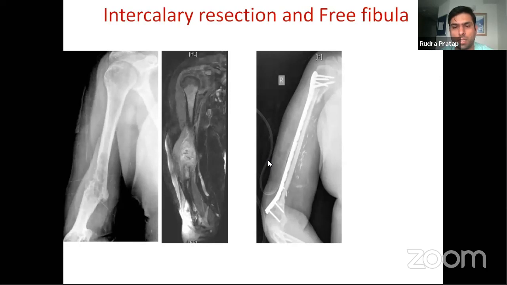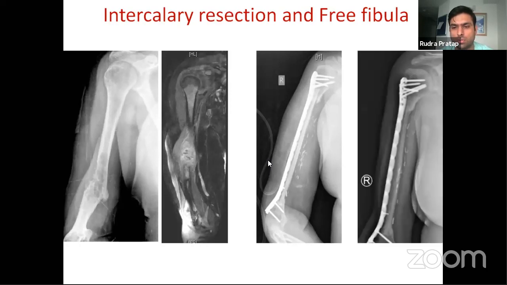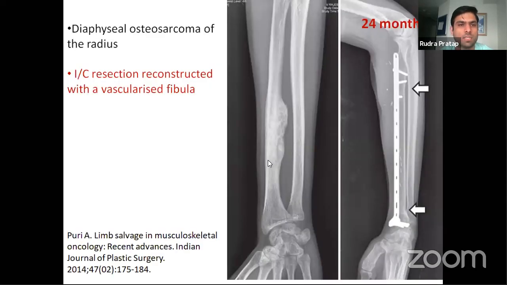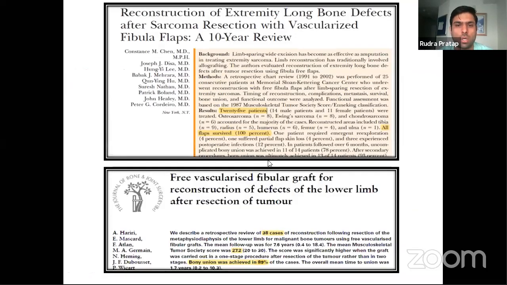free fibula and fixation, and long-term outcome shows good union at the proximal and the distal aspect of the joint. Similarly, osteosarcoma of the diaphysis of the radius, which has been treated with intercalary resection and reconstruction with free fibula, and at 2 years of follow-up, we can see a good union at the proximal and distal aspect of the joint. The problem with this kind of graft is that they are a thin bone and they take a long time to get incorporated, and there are chances of fracture in this.